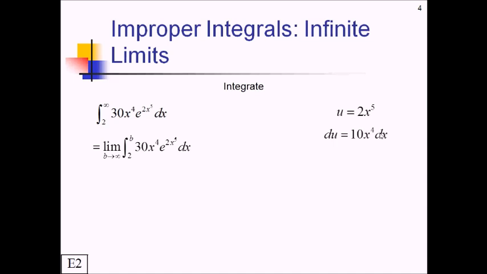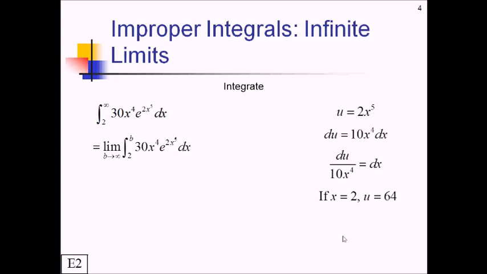And then isolating dx, I've got du over 10x to the 4th. I'm also going to have to do limits of integration now, because right now this 2 and this b are x values. I need them to be u values. So if x equals 2, then u is going to be 2 times 2 to the 5th. That's essentially 2 to the 6th, or 64.